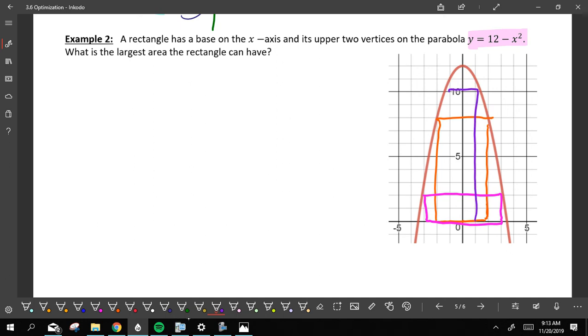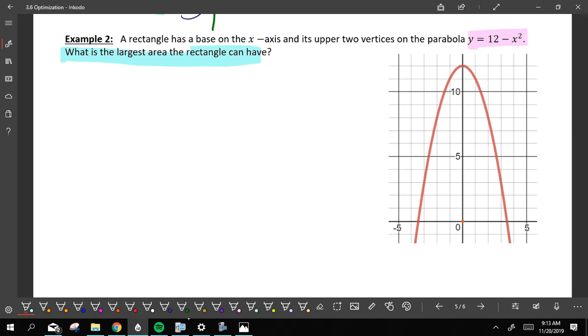We're trying to figure out which one of those, the pink, the orange, the purple, is going to have the biggest area, because I'm trying to maximize area here. Kind of makes sense what we're doing? It's a little bit funky. All right. Which equation are we trying to maximize in this case? What are we trying to figure out the biggest or smallest of? Area. Okay. What is the largest area the rectangle can have?